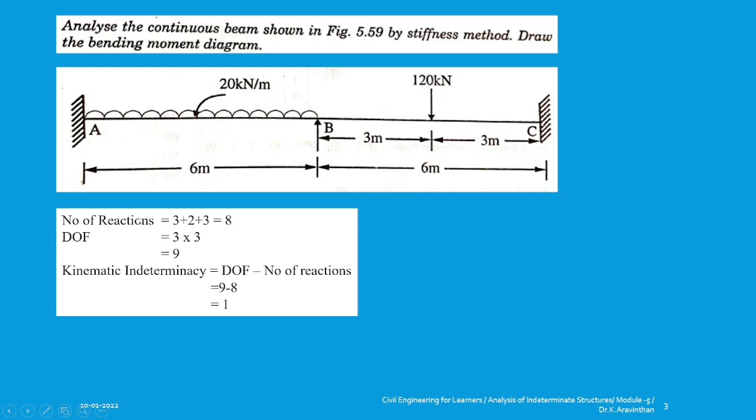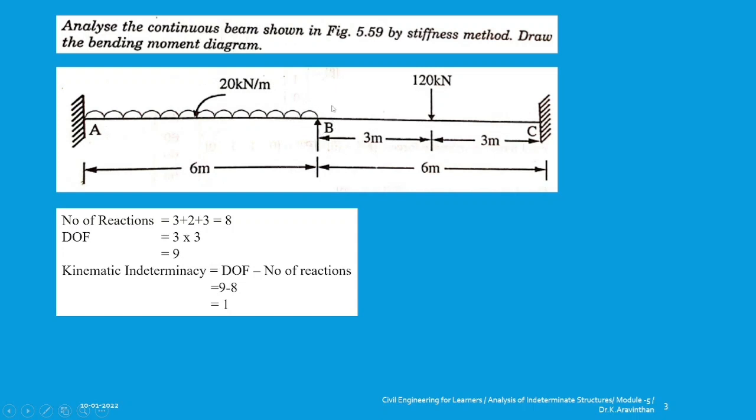Degree of freedom will be 3 number of joints here, and for a joint you have 3 number of degree of freedom. So 3 into 3 is 9. So kinematic indeterminacy is degree of freedom minus number of reaction. 9 minus 8, which will be 1. Okay, now you have to highlight where is that 1. So the 1 number of degree of freedom is at the joint B.